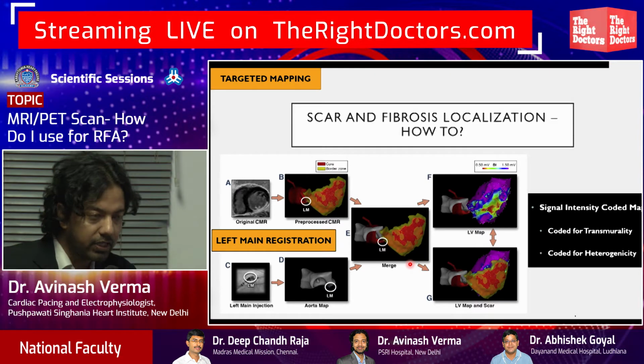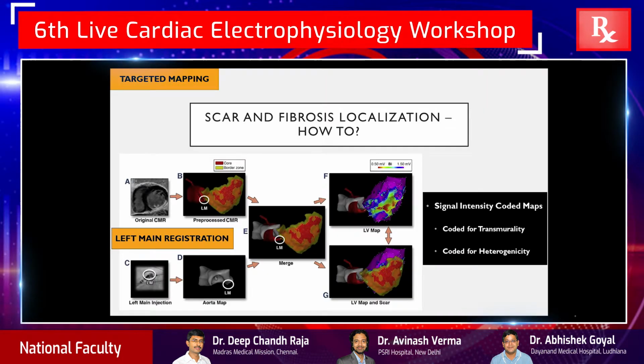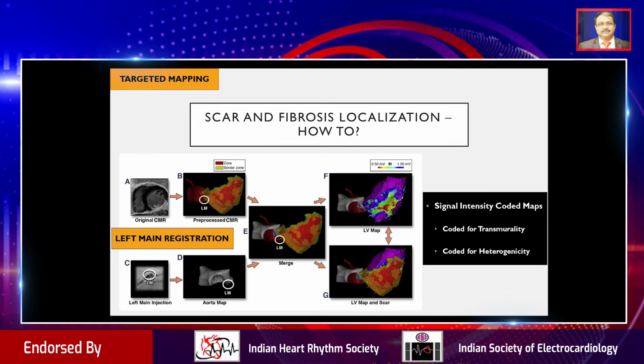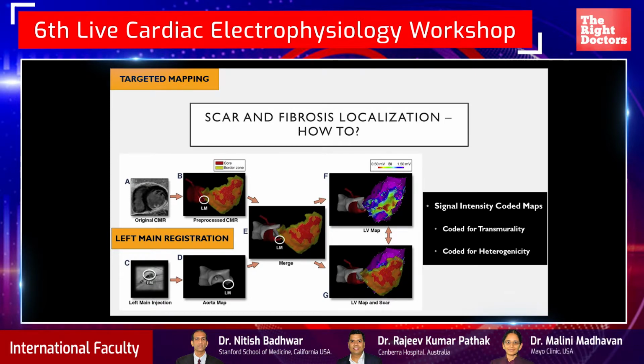Now, when we are talking about MRI, we are talking about signal intensity. MRI doesn't know electric signals. It just knows signal intensities. So your MRI data, which is in raw format, in signal intensity, has to be coded for 2 things. We are interested in 2 things: scar transmurality and scar heterogeneity. How this signal intensity is coded into these 2, I'll go through in 1 or 2 slides.